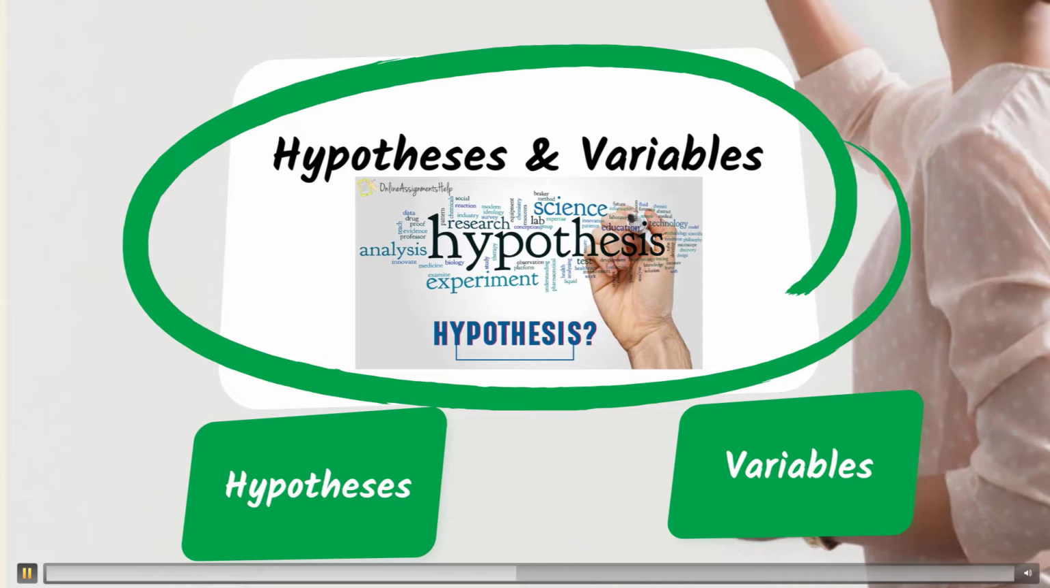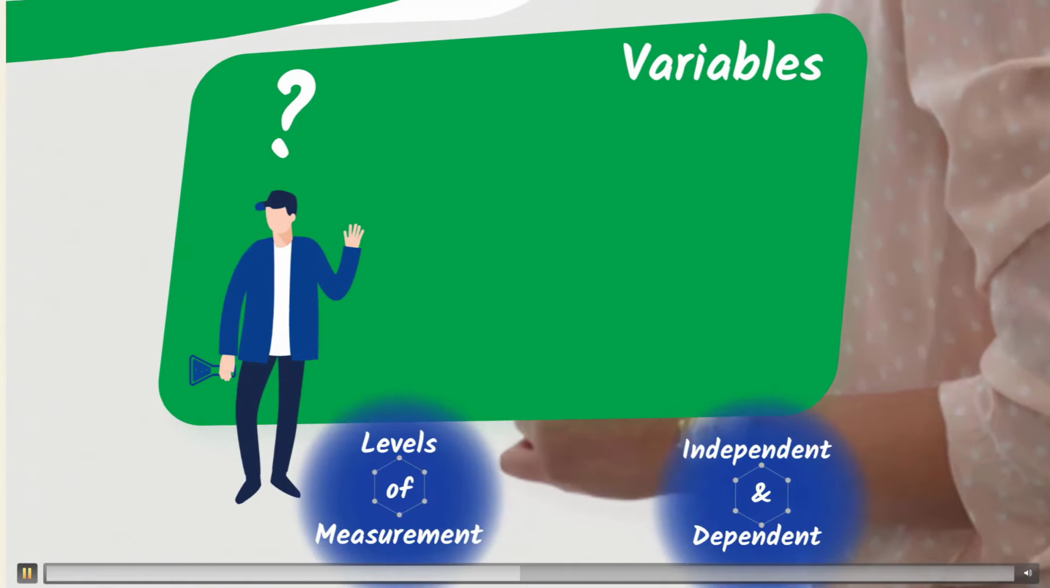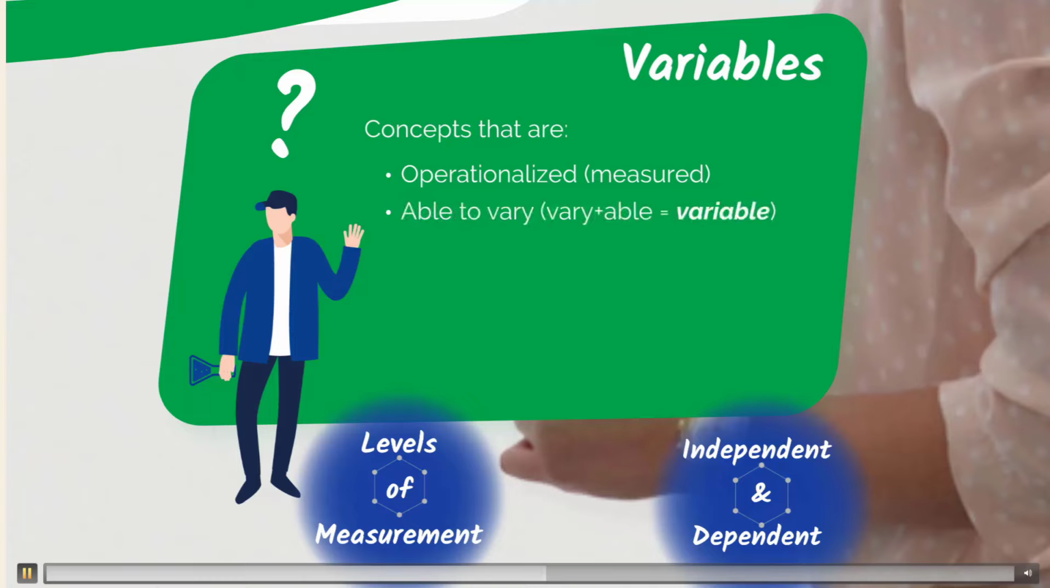Let's talk about variables. As we mentioned before, variables are concepts that have been operationalized. A variable, then, is an entity that can take on different values. Okay, so what does that mean? Anything that can vary can be considered a variable. If something is able to vary, it is a variable.